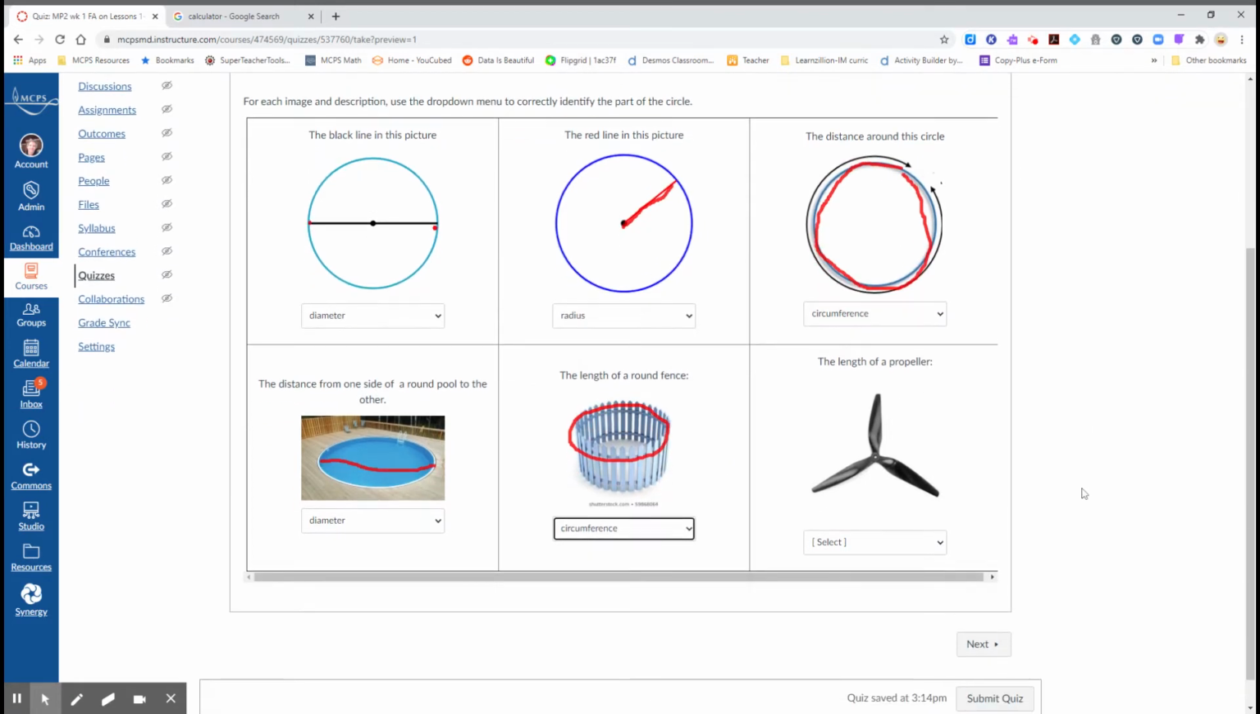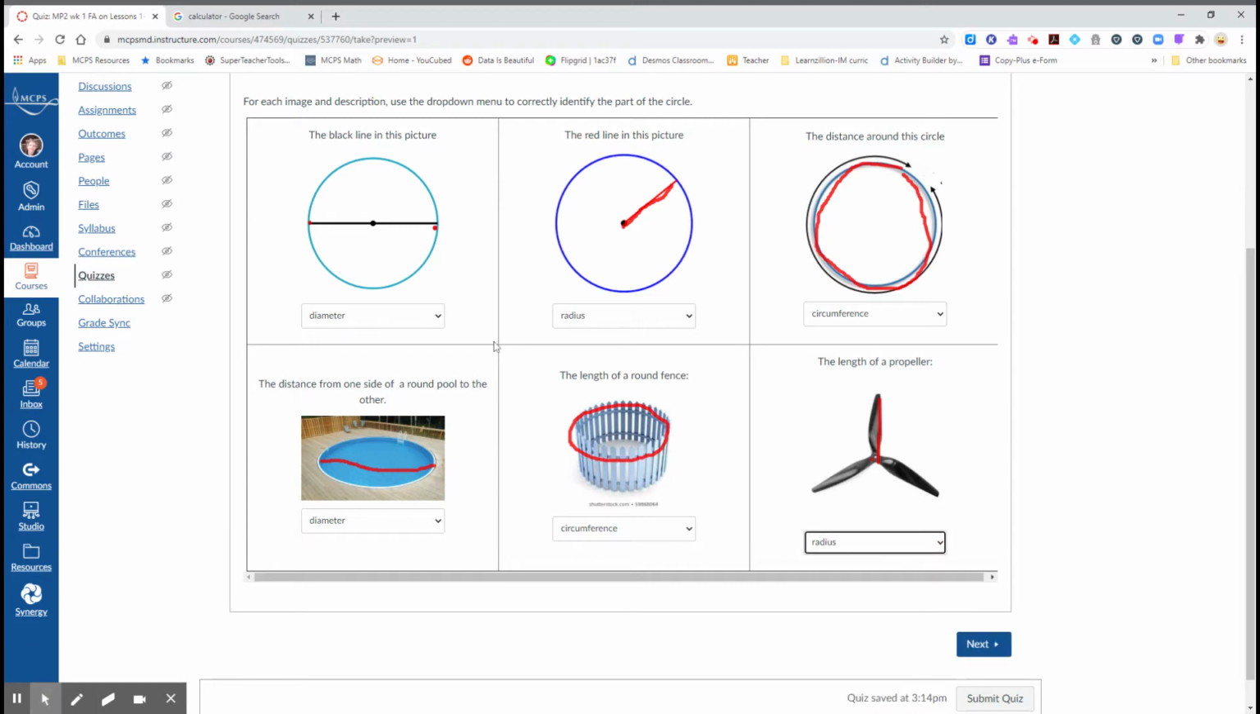And then, scrolling up here, we see the length of a propeller. So what would the length of a propeller be? Well, it starts at the center and it goes out to the edge, right? From the center to the edge. That's just like that red line there. We call that a radius.